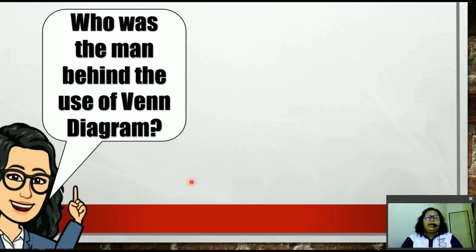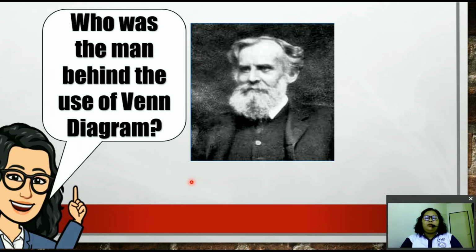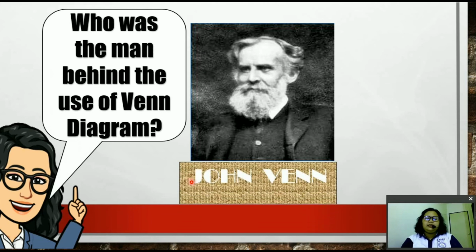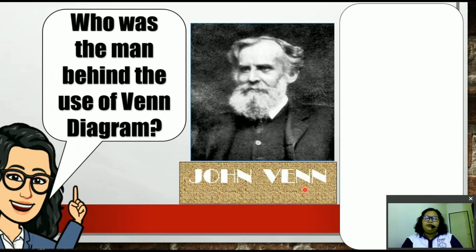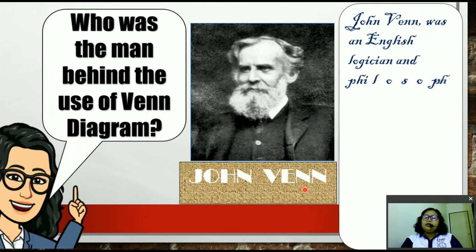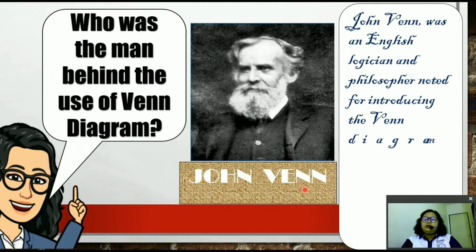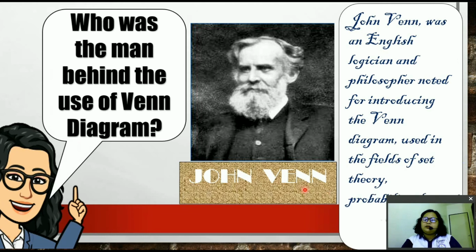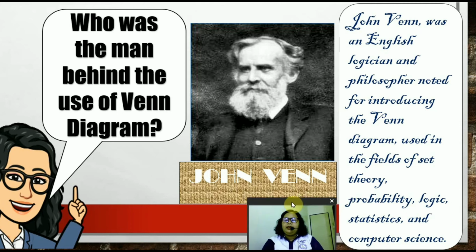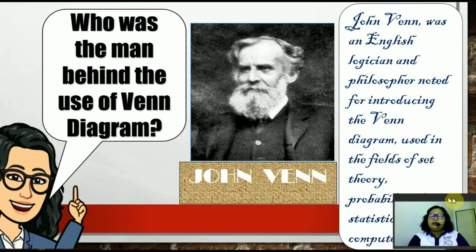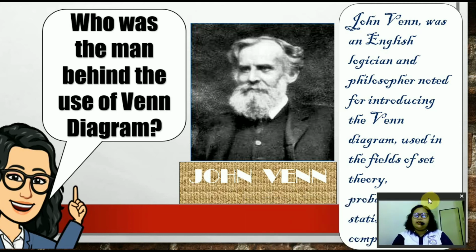Who was the man behind the use of Venn diagram? We keep on saying what is Venn diagram. So he was this guy, named John Venn. John Venn was an English logician and philosopher noted for introducing the Venn diagram, used in the fields of set theory, probability, logic, statistics, and computer science.